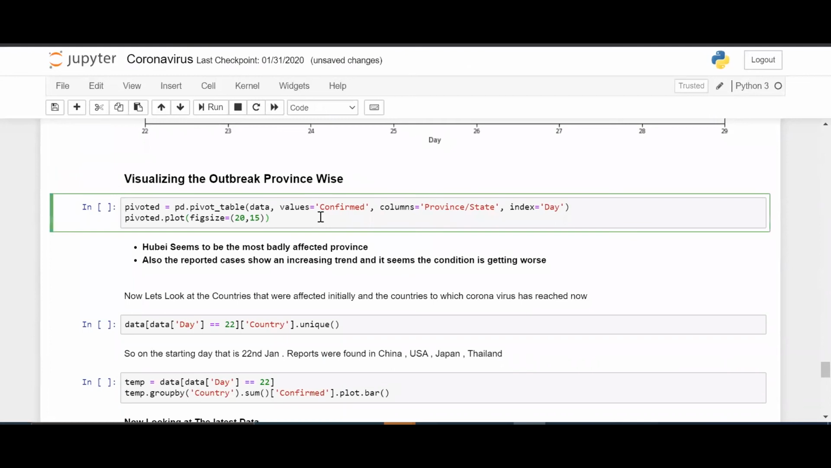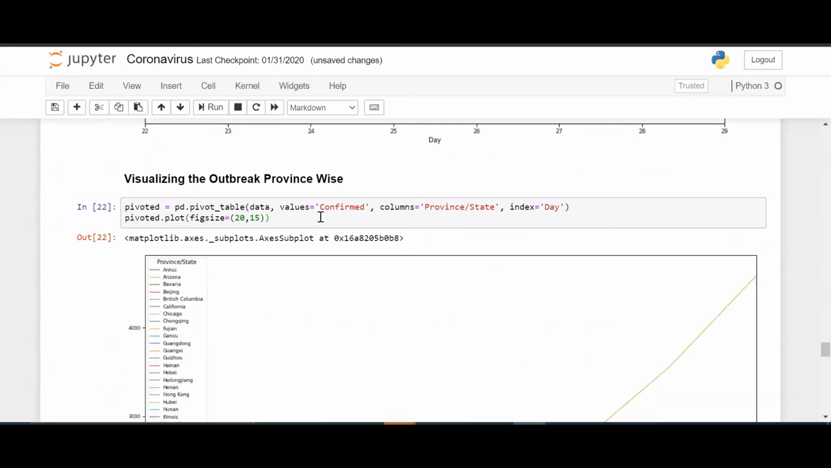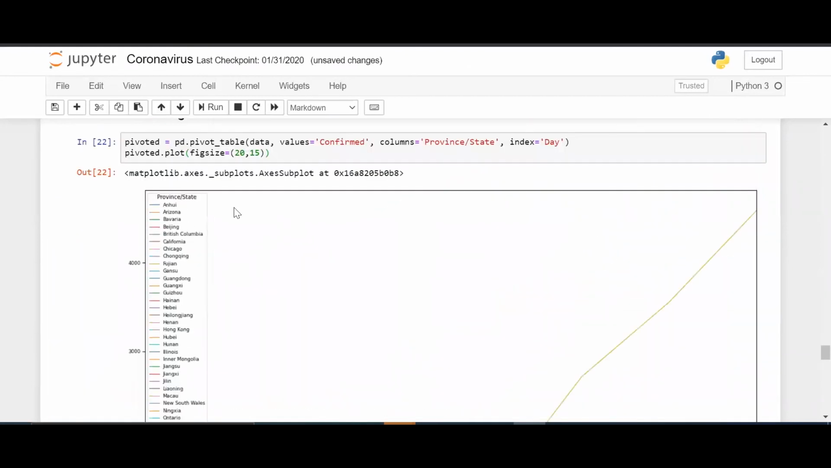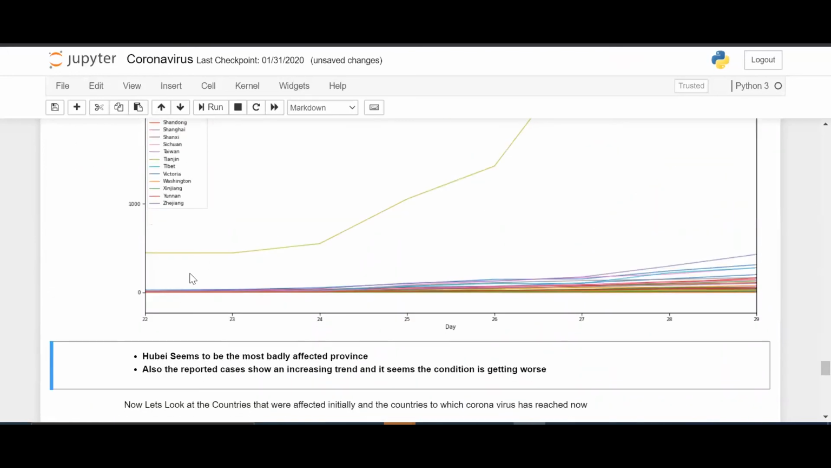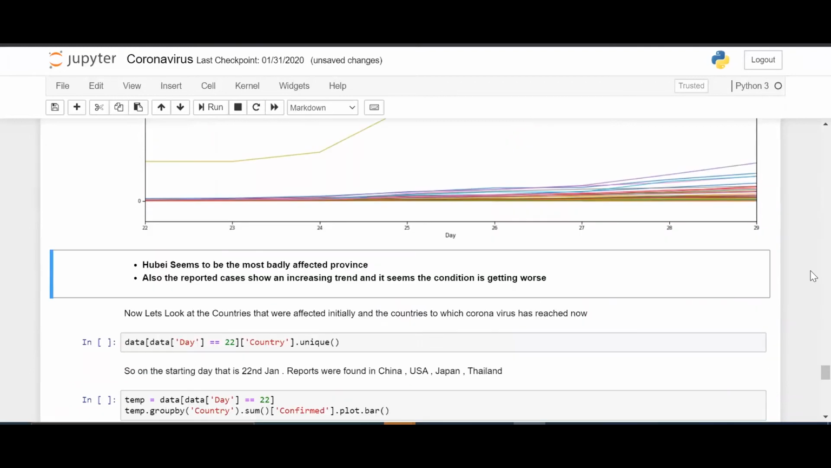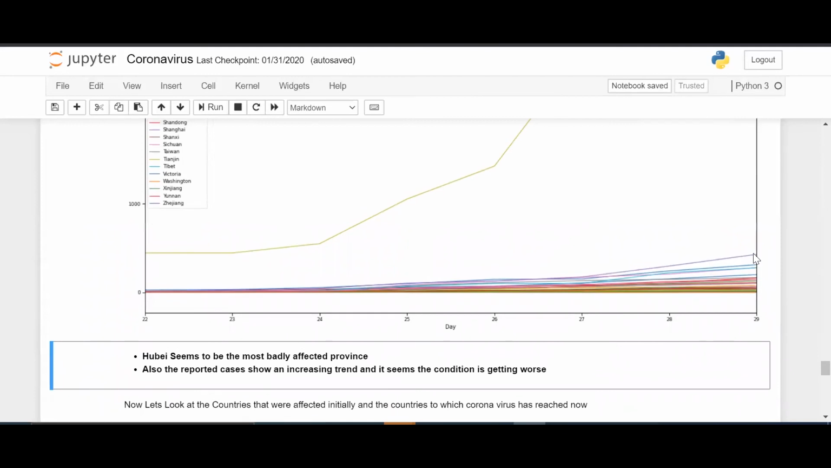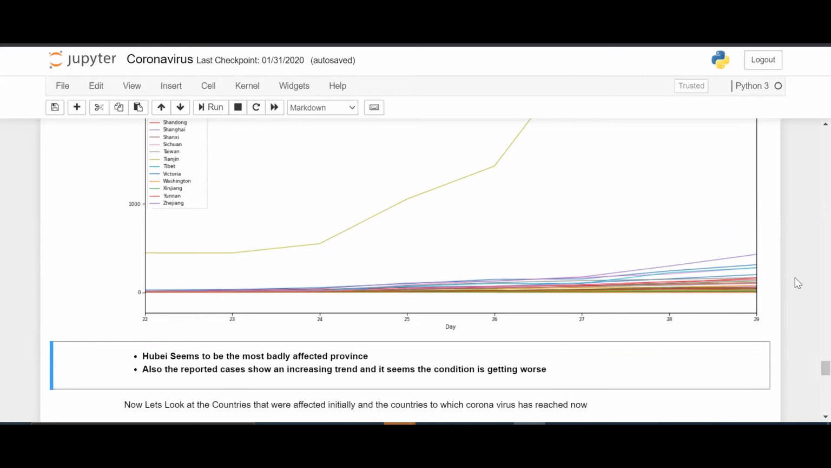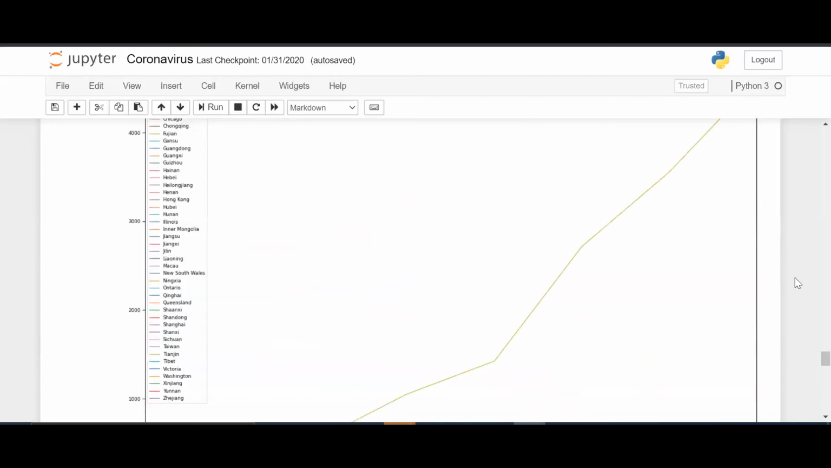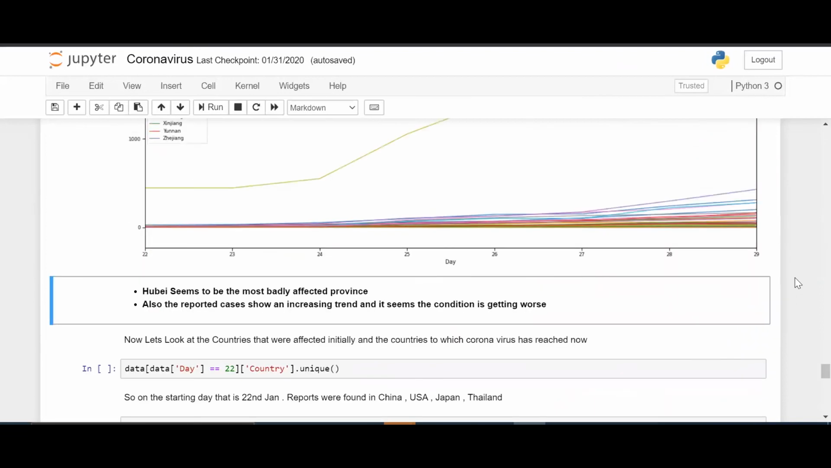Let's see the outbreak province-wise. Repeating the above activity, we have the province-wise outbreak. So the one in yellow has the highest spike and the rest are in red down here. So from the observations in the graph, it points out to Hubei in China, which seems to be the most badly affected province, and the reported cases show an increasing trend, which points out to the worsening of the condition.